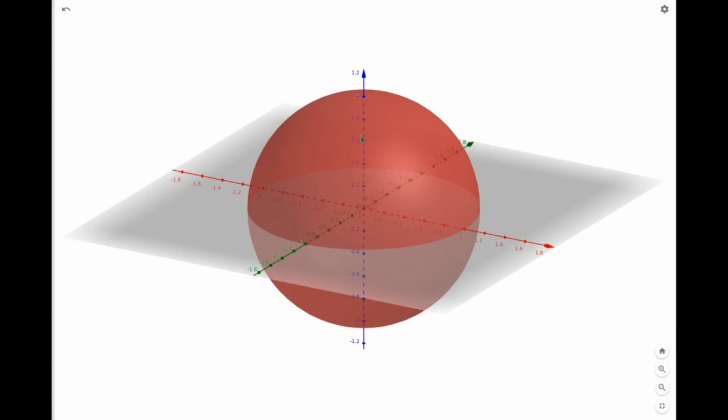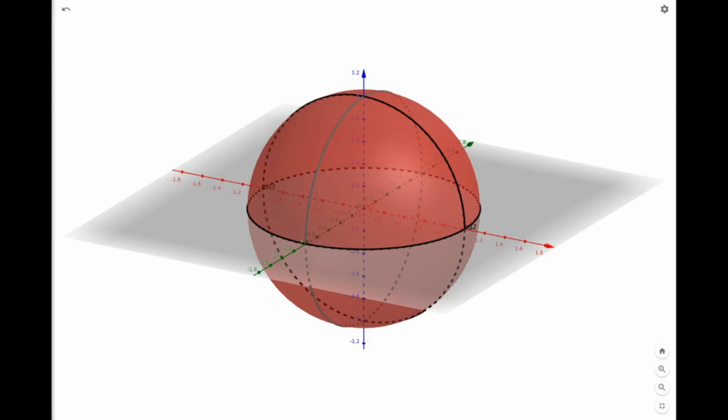So let's assume this is the S2 and this will be C1, that is, the circle in the xy plane. This one will be C2, that is, the circle in the xz plane, and this one will be C3, which will be in the yz plane. So this is how it will look.